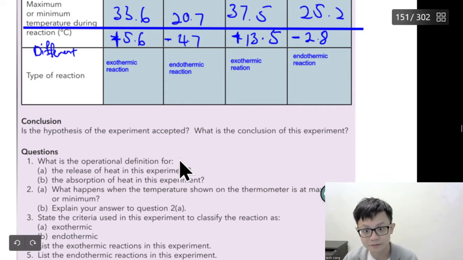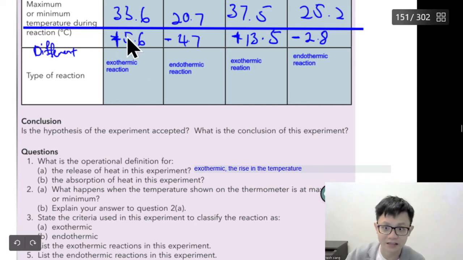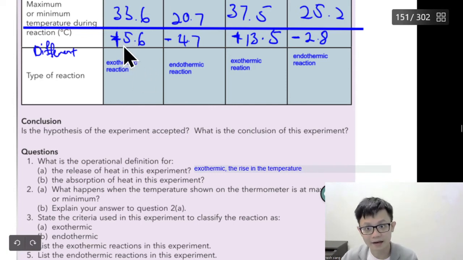So what's the operational definition of exothermic, release of heat? Okay, exothermic. So I would say it is the release. Should I say release? Release of heat to the surrounding. Yeah, no, I just say the rise in the temperature. Because in this experiment, we can see that if there's a rise in temperature, then it's exothermic. The rise in temperature, maybe I just add due to release of heat to the surrounding.